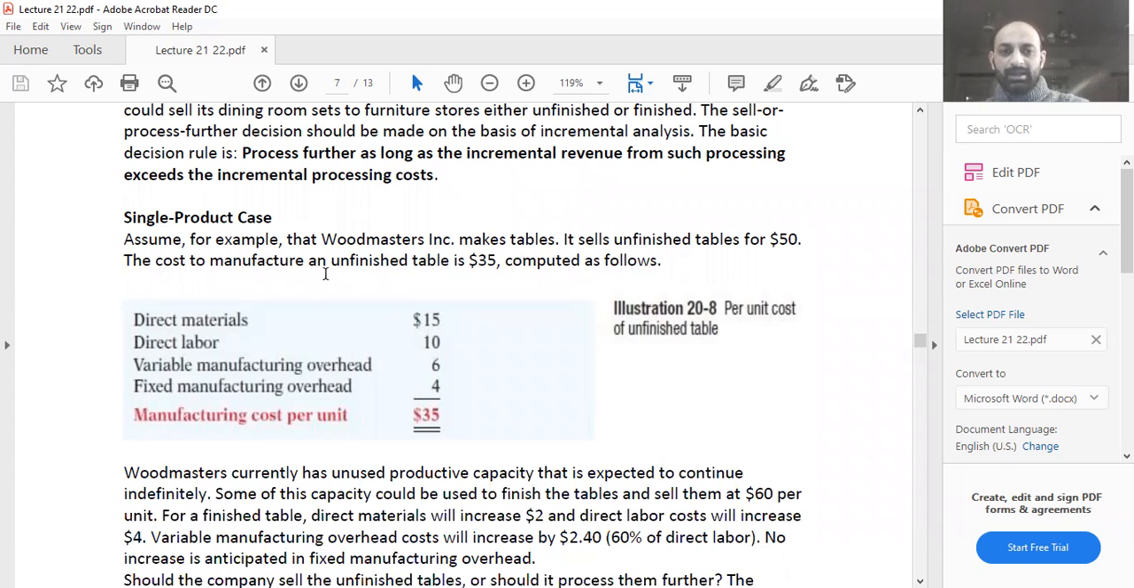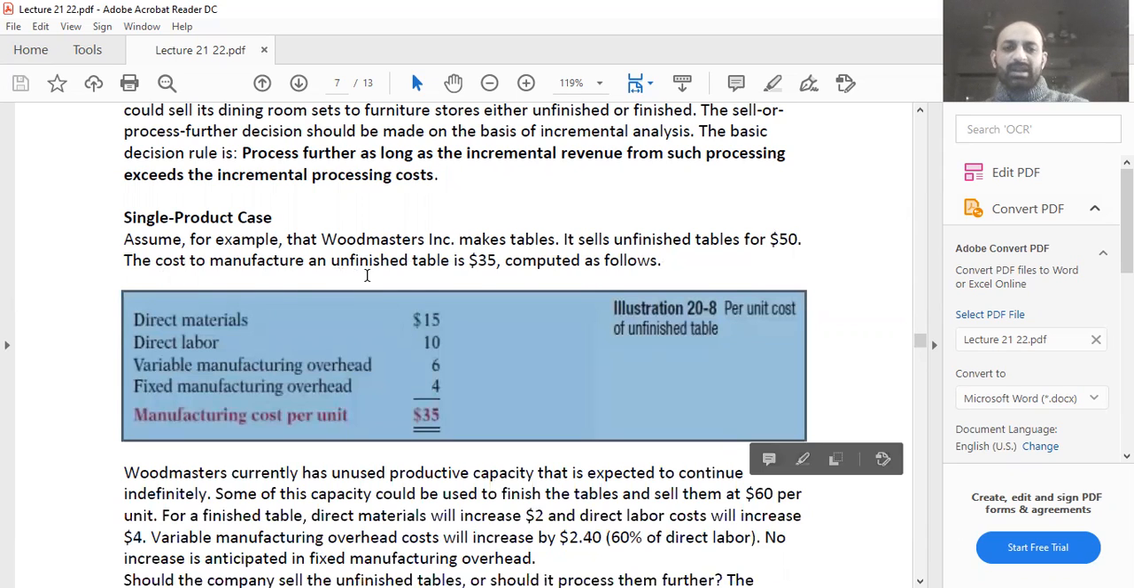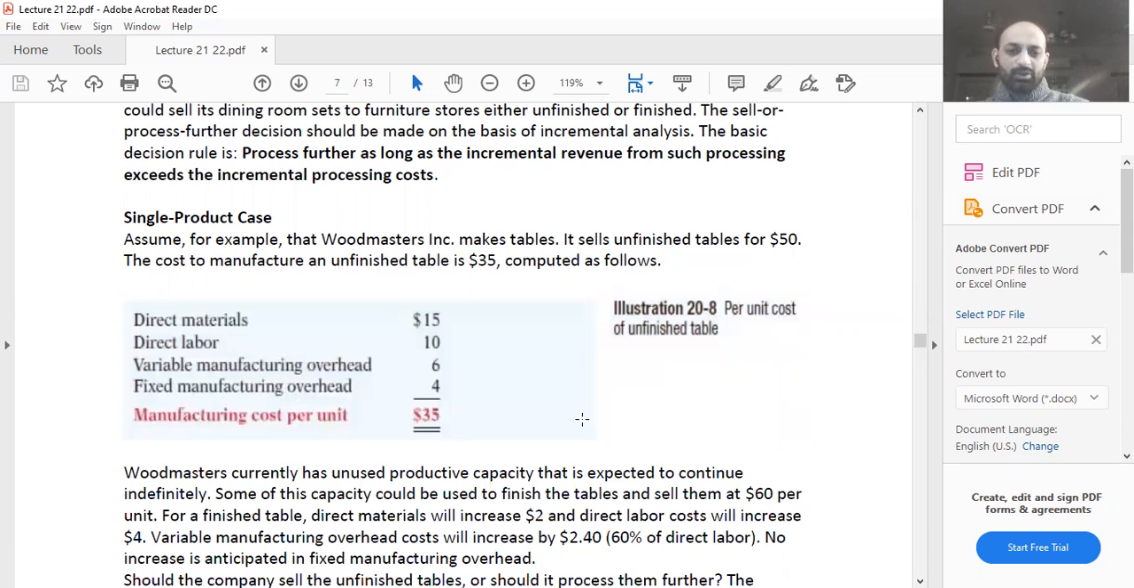Assume, for example, that Woodmasters makes tables. It sells unfinished tables for $50. The cost to manufacture an unfinished table is 35, computed as follows. So this is the cost disintegration. Your direct material is $15, direct labor is 10, variable manufacturing overhead is 6, and fixed MOH is 4. So the manufacturing cost per unit is 35.